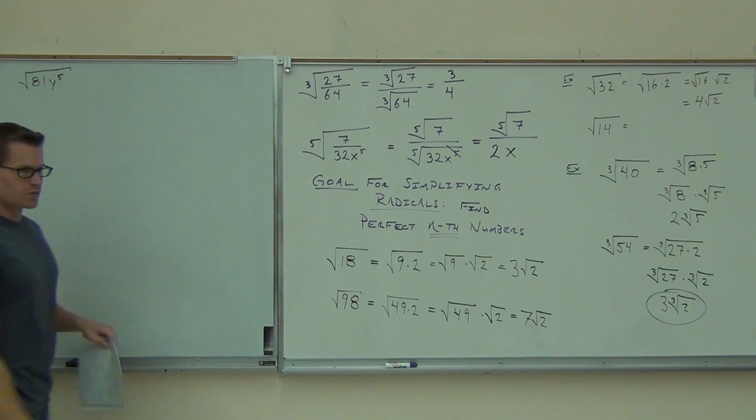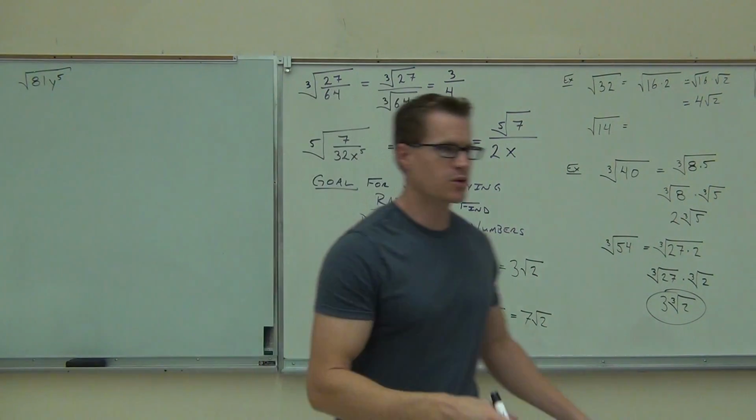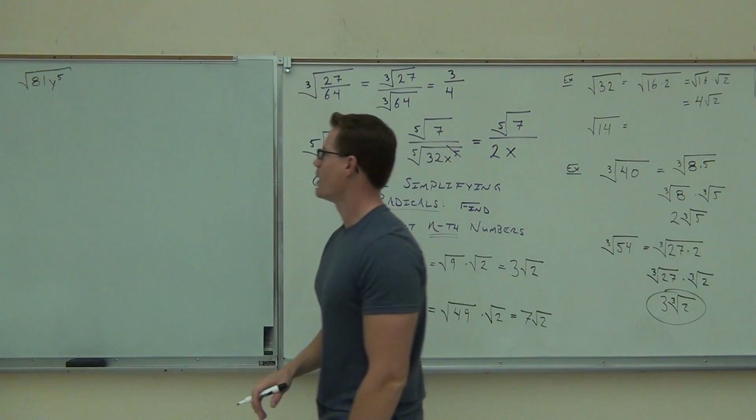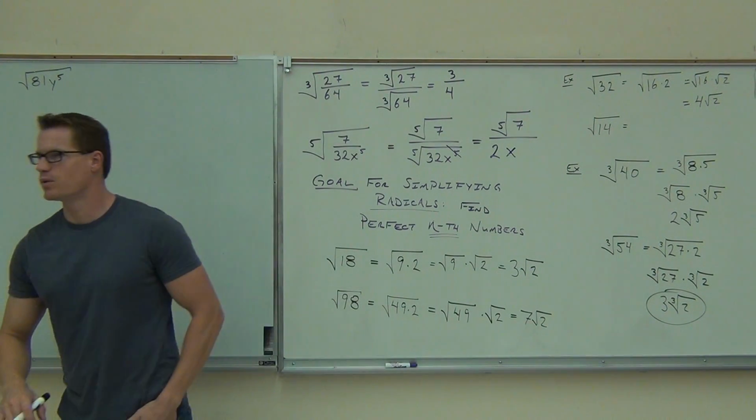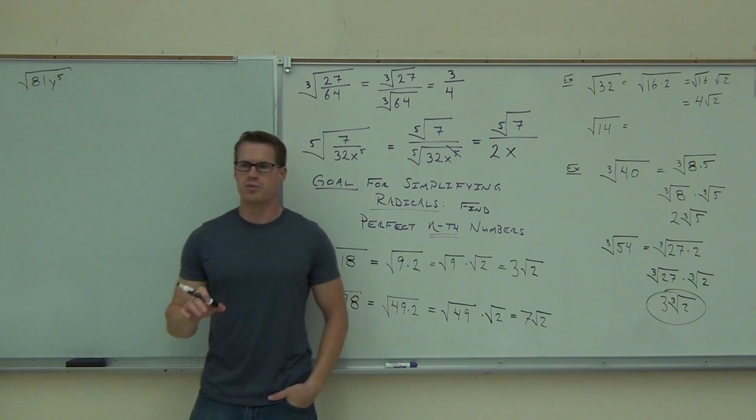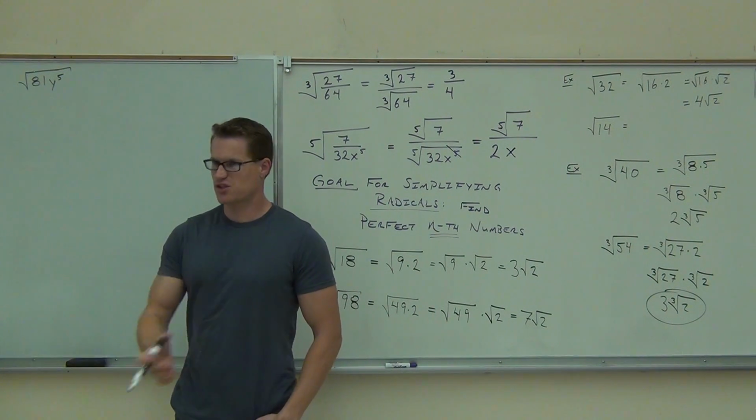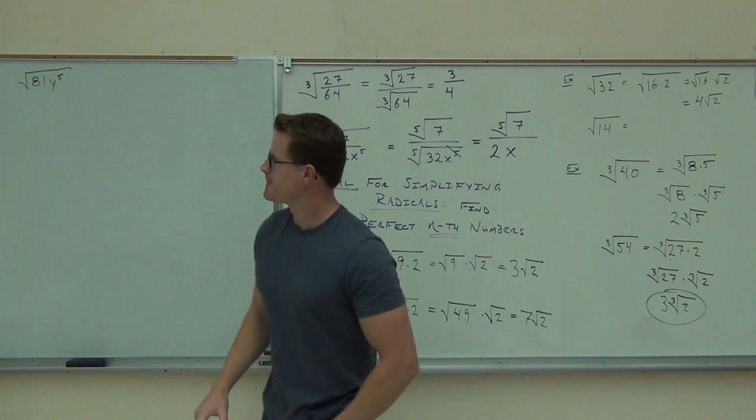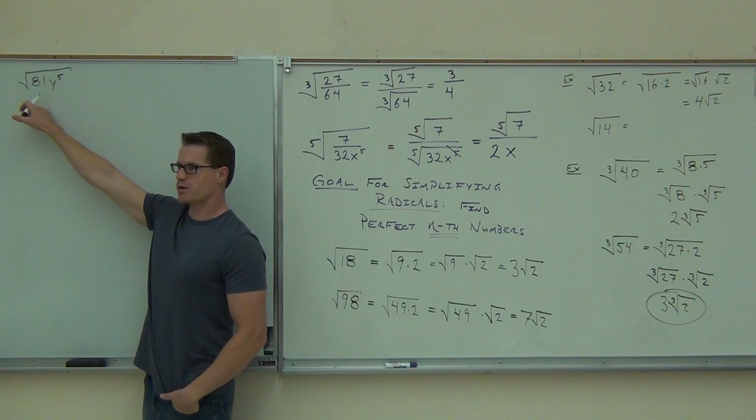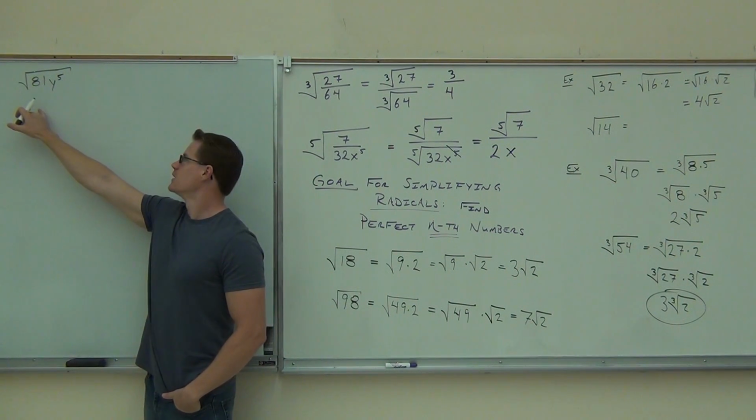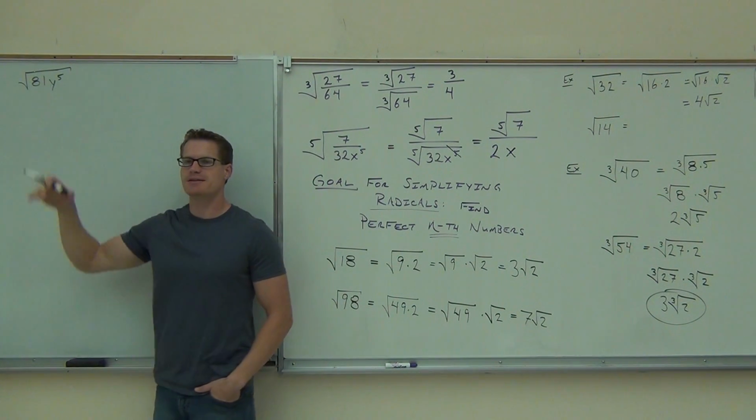Oh my, square root, not a cube root anymore, square root of 81y to the 5th. Square root of 81y to the 5th. Now, we're going to be looking for perfect what roots? Perfect squares, perfect square numbers. 81, we got that. Square root of 81 is what? Now, the square root of y to the 5th, now that's the problem.